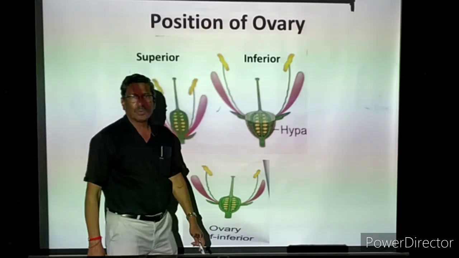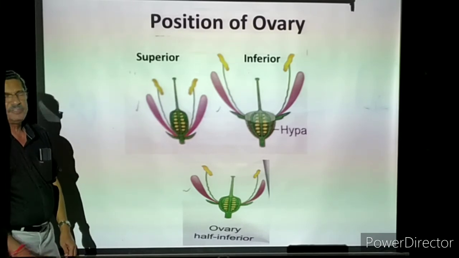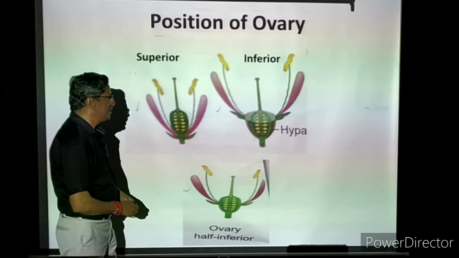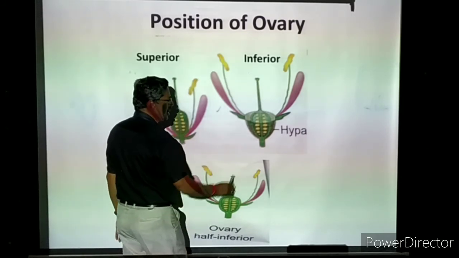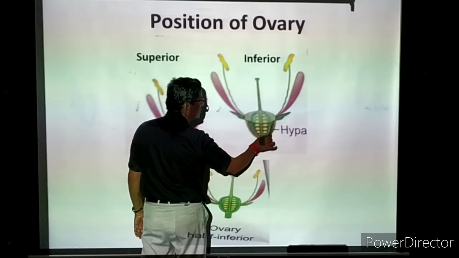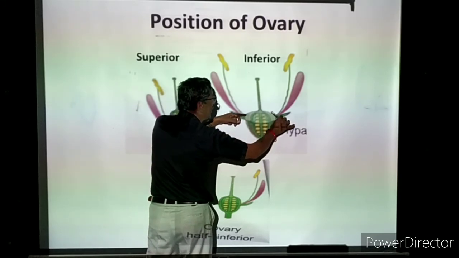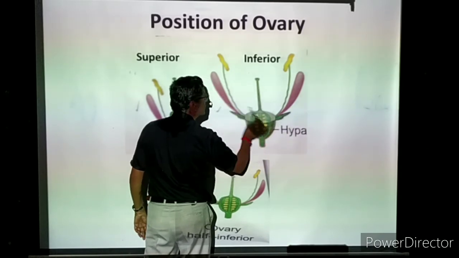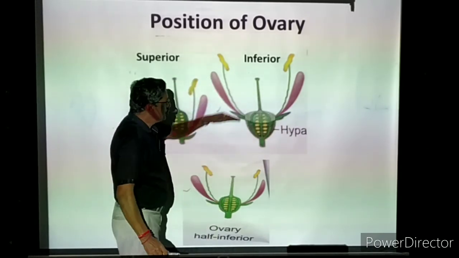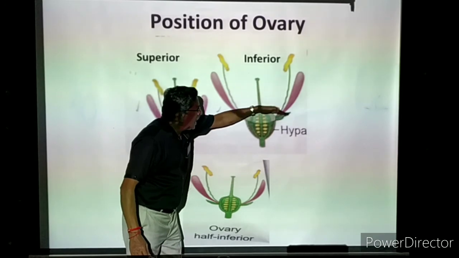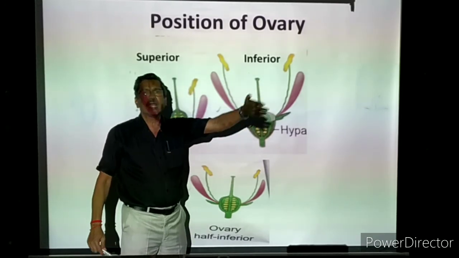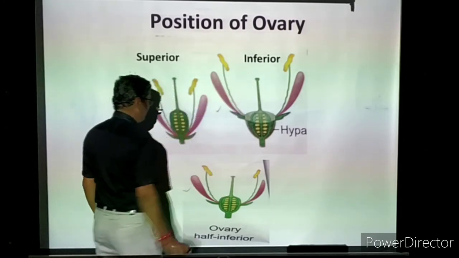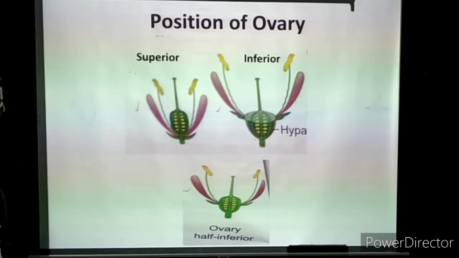Next we are coming to inferior ovary, the opposite of that. The ovary is present below the other floral parts. Now this is the example. This is the stalk, and the ovary is present. See that at the side near the top of the ovary, sepals are there, petals are present, androecium is also present. So the ovary bottom is down, but the bottom of the other floral parts is higher in position. So it is called the inferior ovary.